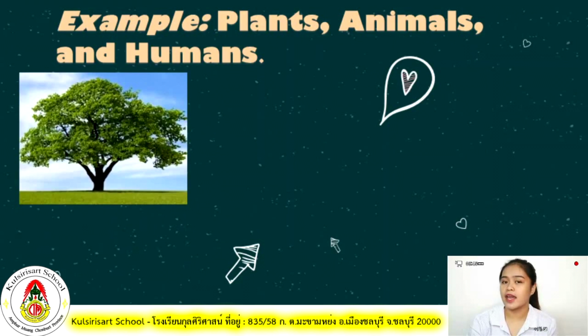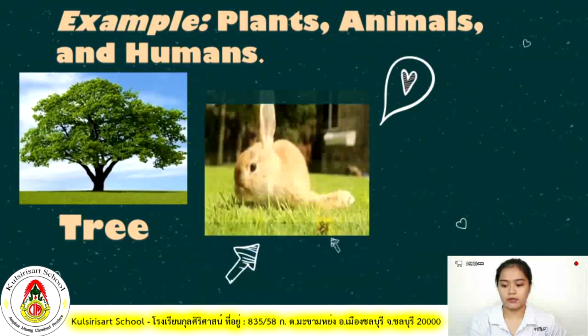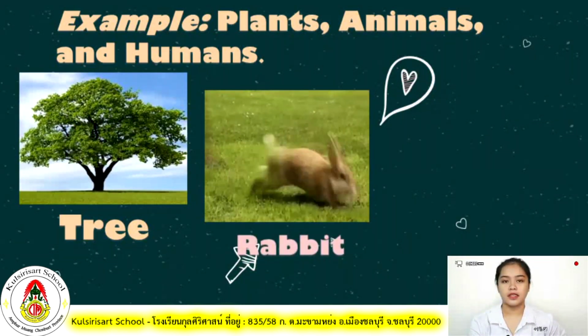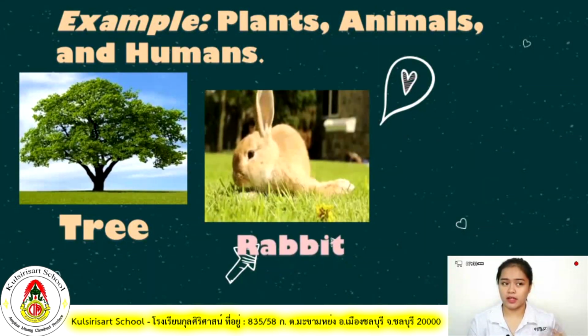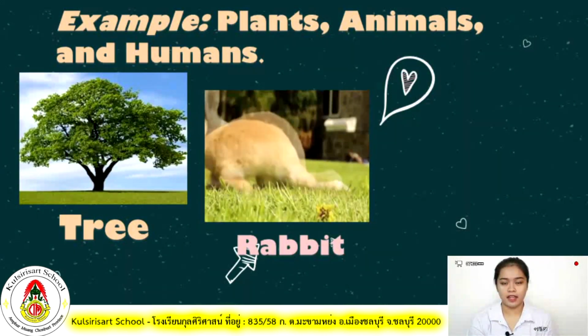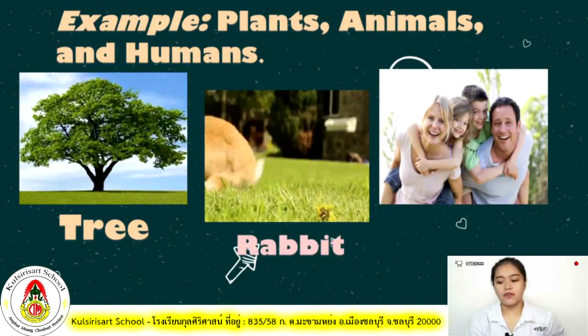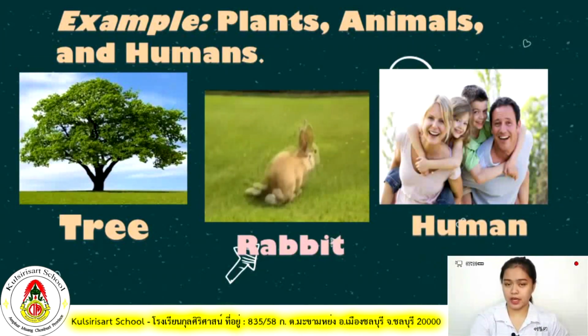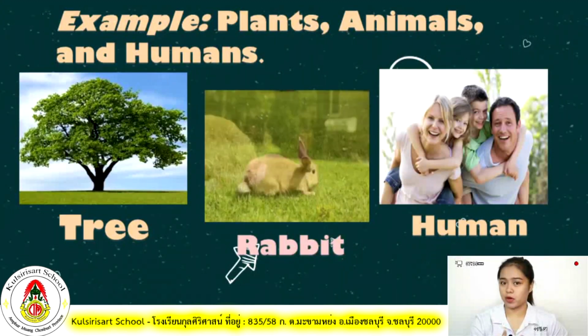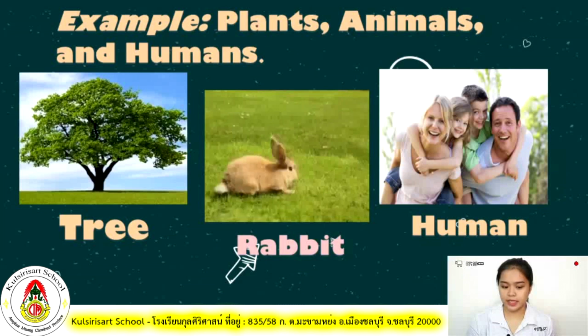For plants, I have here a tree. Your mother's flower in the garden is a plant that is considered a living thing. For animals, I have here a rabbit. Your neighbor's cat and dogs are animals too. They are also considered living things. And I have here a human. Me and you are examples of humans. Therefore, we are considered living things.